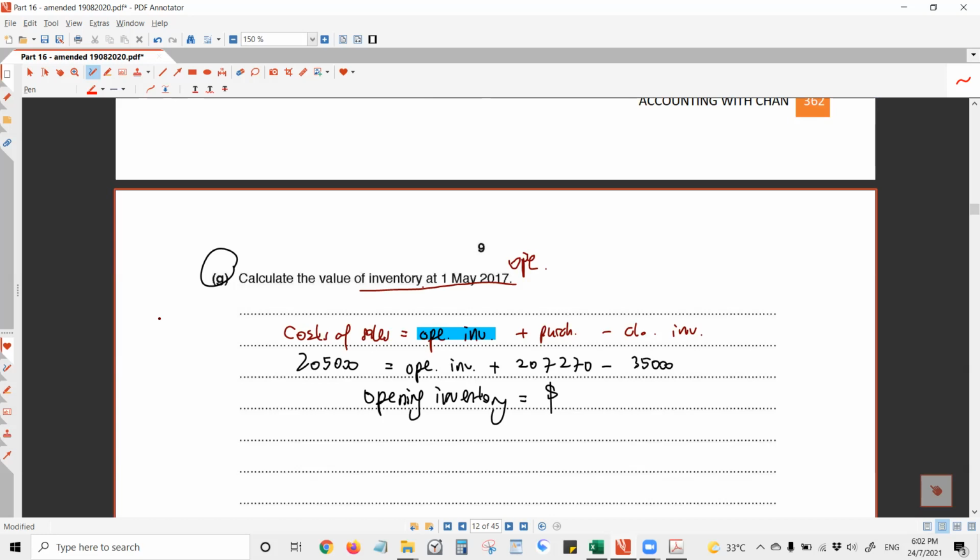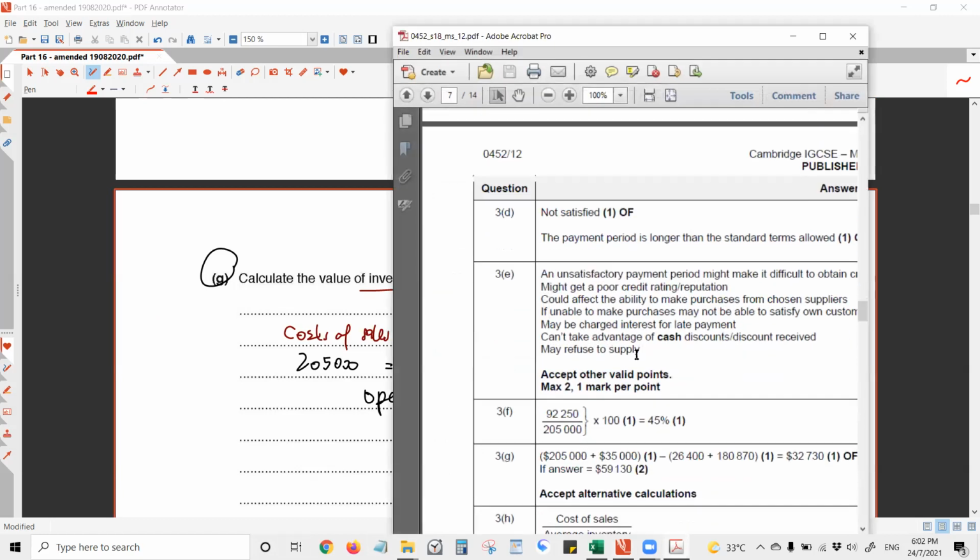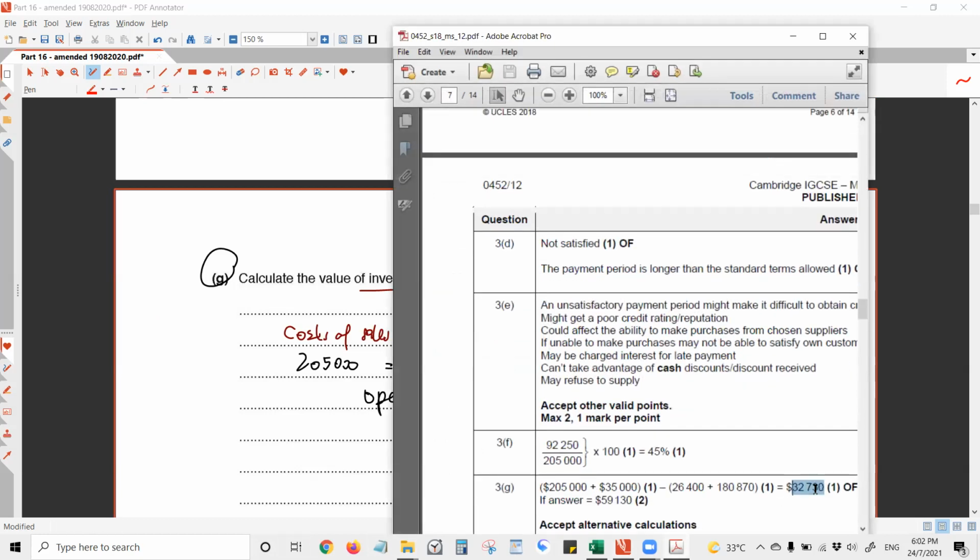Three two seven three zero. I got the same number. So let's see the mark scheme. 32730. Okay, it's correct. Good.